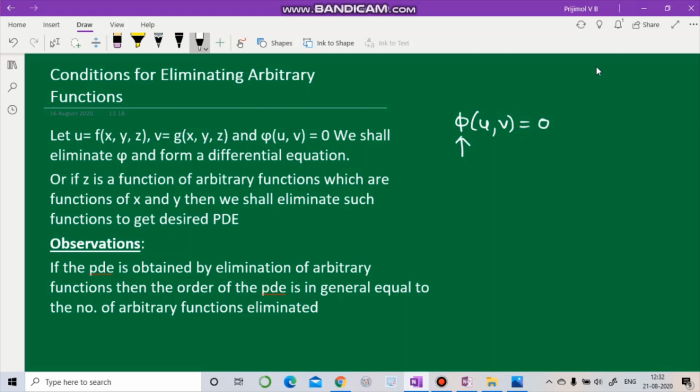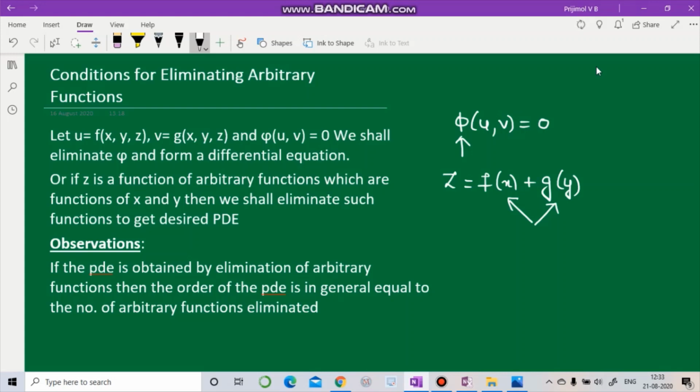There is another relation which can be in terms of arbitrary functions. Say z is a function, for example, f of x plus g of y. We have two arbitrary functions here. After eliminating these arbitrary functions, f of x and g of y, we get a partial differential equation.